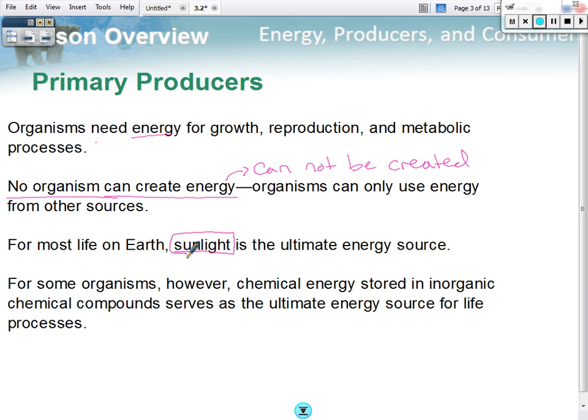Then we're going to come to this one little exception where sunlight doesn't exist. There's actually places in this world where there is no sunlight, or there is such a low amount of sunlight that it is negligible, and we're going to talk about how living things exist there using a different process with chemical energy.